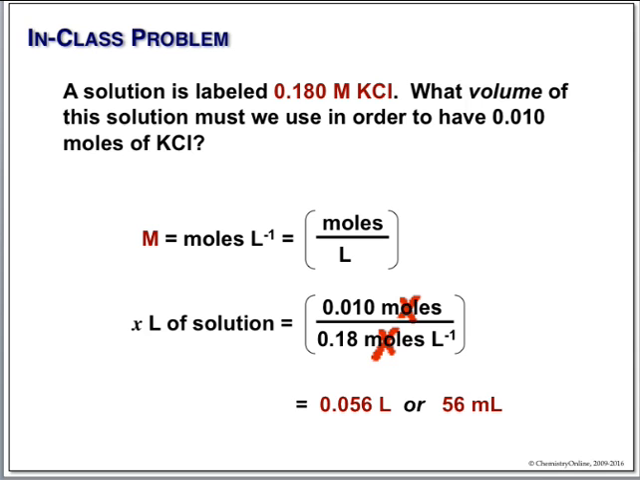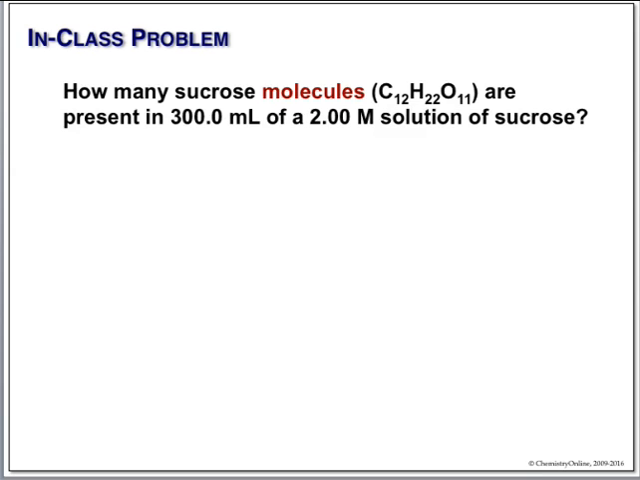Let's do another one. Here I have sucrose, that's sugar. C12H22O11. And I have a 2-molar solution. Okay? 2 moles of sucrose in every liter. If I take out 300 mL of it, how many sucrose molecules do I have? Now we can do this because we know how many molecules there are in a mole, don't we? That's Avogadro's number. We know that.